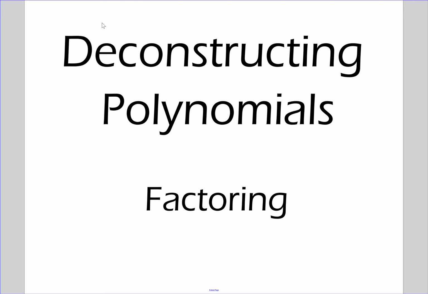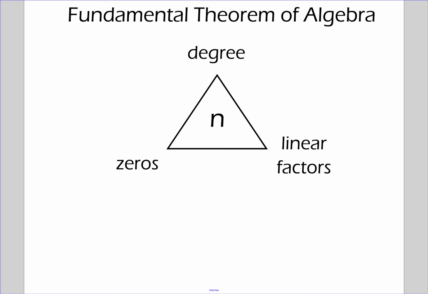Hey everybody, we're here talking about deconstructing polynomials using factoring. So what do we know about polynomials? Well, the fundamental theorem of algebra tells us that for an nth degree polynomial, that polynomial is going to have n zeros, and that's over the complex numbers.